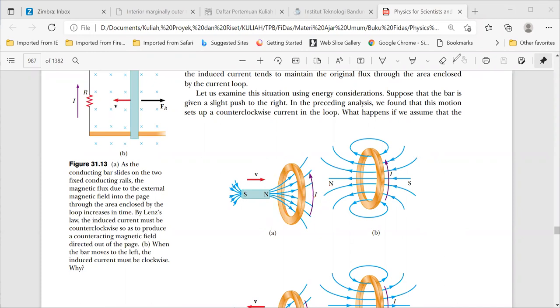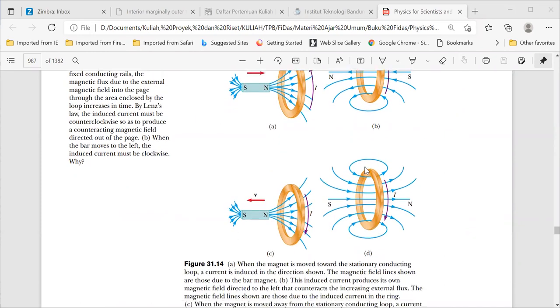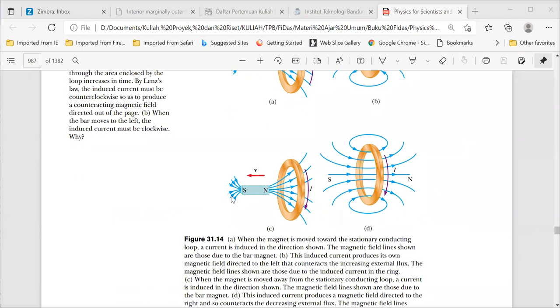But if we move this magnetic bar away from this loop, we will have the induced magnetic field like this, such that if you use your right hand, you will get that the direction of the induced current is like this. This one.